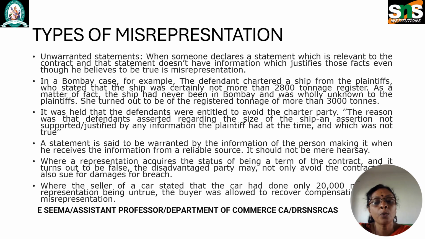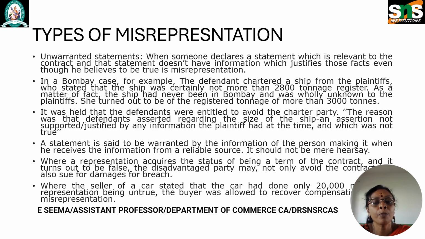A statement is said to be unwarranted by the information of the person making it when he receives the information from a reliable source, it should not be mere hearsay. Where a representation acquires the status of being a term of contract and it also turns out to be false, the disadvantaged party may avoid the contract and also sue for damages for breach. Where the seller of a car stated that the car had only $20,000, the representation being untrue, the buyer was allowed to recover compensation for misrepresentation.